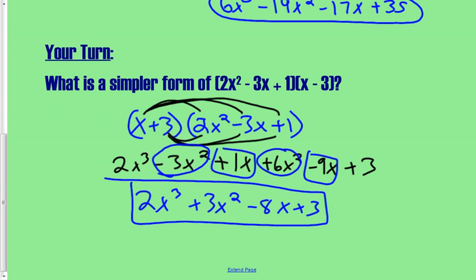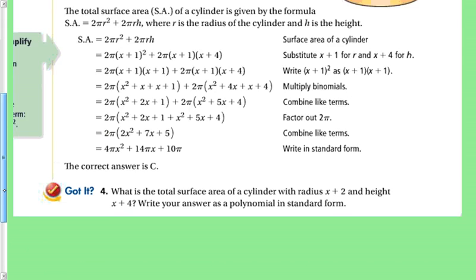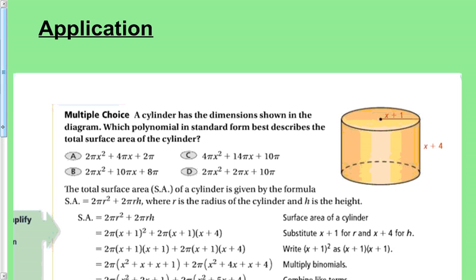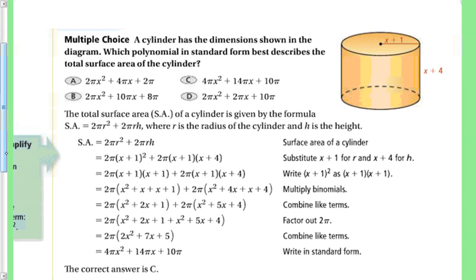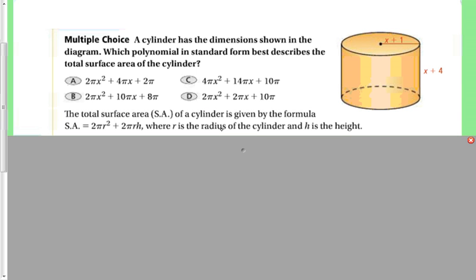All right? So again, just like you're distributing the parts. So we've got the FOIL method, and we've got distributing for that. So I've got one application problem. It's a bit of an application problem. It has to do with a cylinder. So let's take a look here. It says a cylinder has the dimensions shown in the diagram. Which polynomial in standard form best describes the total surface area of the cylinder? So just looking at those. Surface area, you've got to remember, and we haven't covered this year, but there's actually a formula.